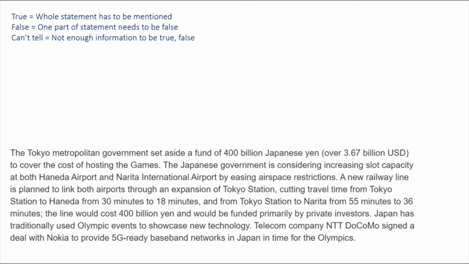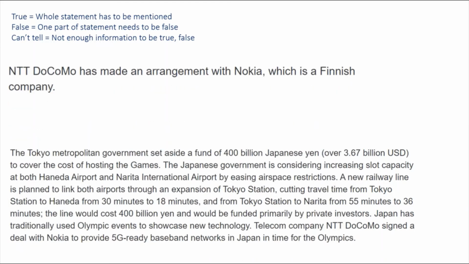So for example, this is one of the paragraphs from the UCAT. The question is that NTT Docomo has made an arrangement with Nokia, which is a Finnish company. So the first part of it says that they have made an arrangement with Nokia. If you look for that, it's mentioned in the second last line there. NTT Docomo signed a deal with Nokia to provide. So you know that they've made an arrangement or a deal with Nokia.